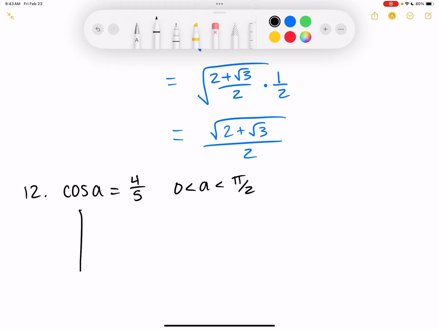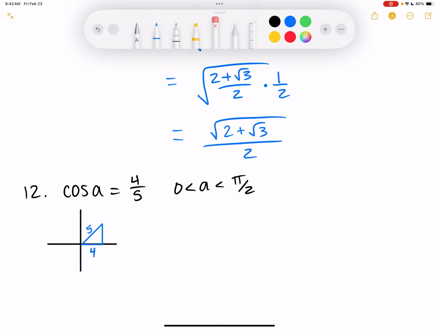So we're going to draw this triangle up here in quadrant 1. Cosine is adjacent over hypotenuse, so this side is 4, this side is 5. What do we know the other side is? 3.